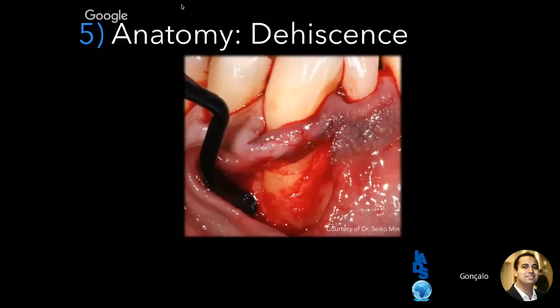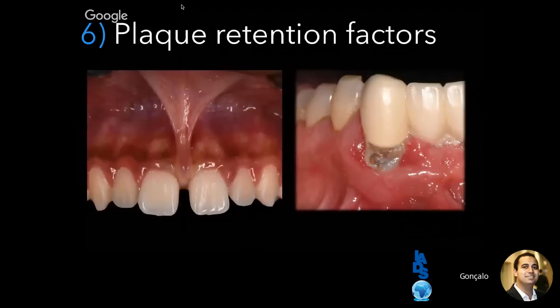Then we have the anatomic factors, so dehiscences. These can also, of course, cause gingival recessions, this absence of bone. And then we have the plaque retention factors. In plaque retention factors, we can include defective restorations that cause excessive accumulation of plaque, and also the frenum. Depending on the type of frenum, and we're gonna talk about that, some types of frena are pathologic, and it's indicated to have them extracted.